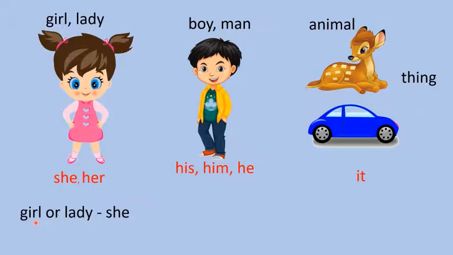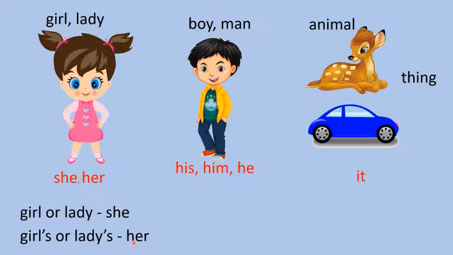So if the sentence has the word girl or lady or woman, the pronoun used is she. But if the sentence is talking about girl's with an apostrophe or lady's with an apostrophe, the pronoun used is her. For example, the girl's shoes are pink. The girl's. Then we say her shoes are pink. Or the lady's hat is big. You say her hat is big.